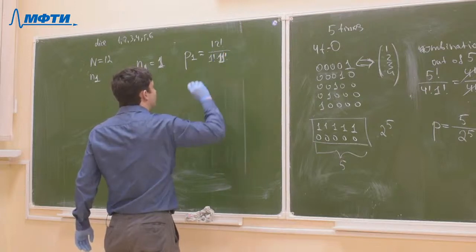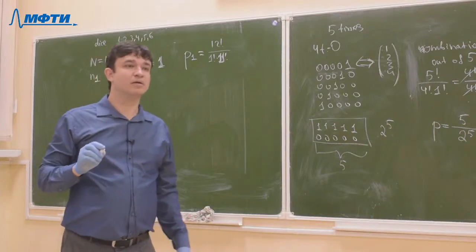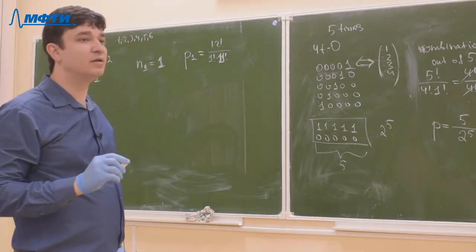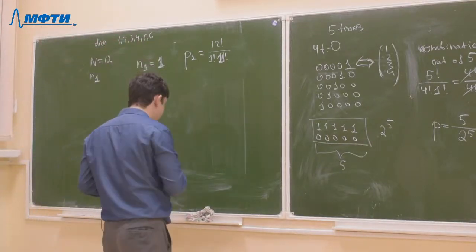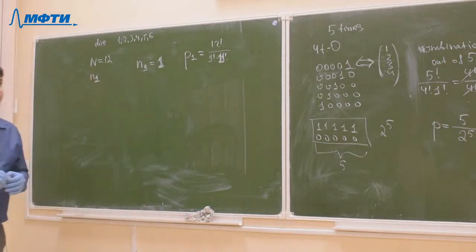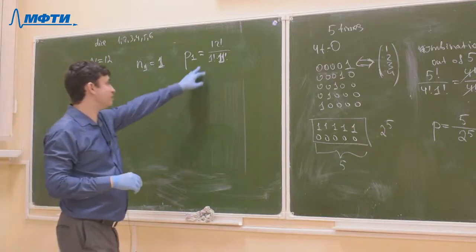P1 denotes a probability. By P1, I denote a probability. But a probability is not more than 1. Yeah, but that is not the end.